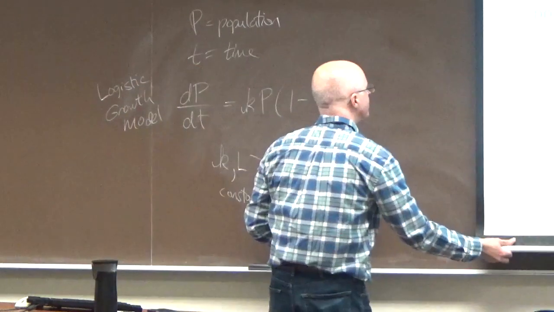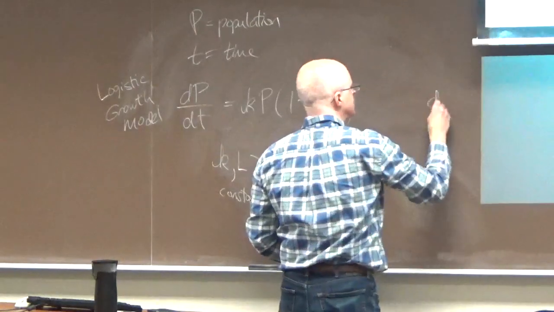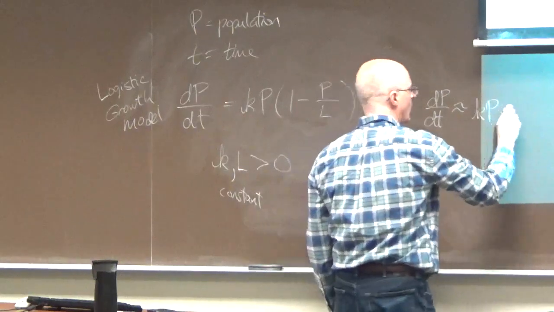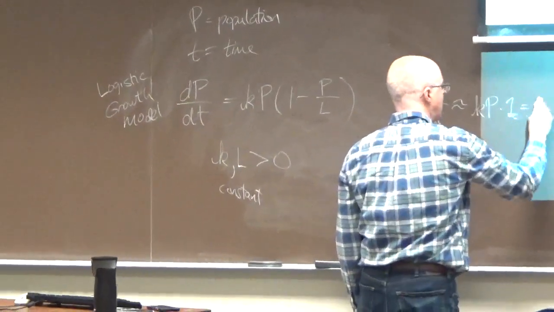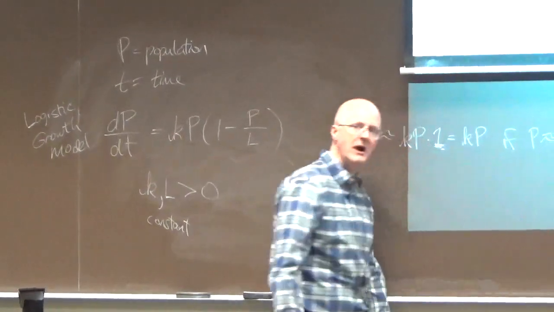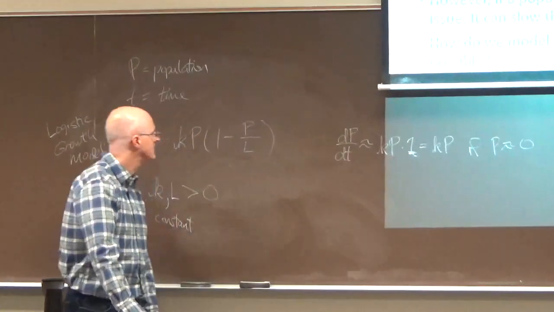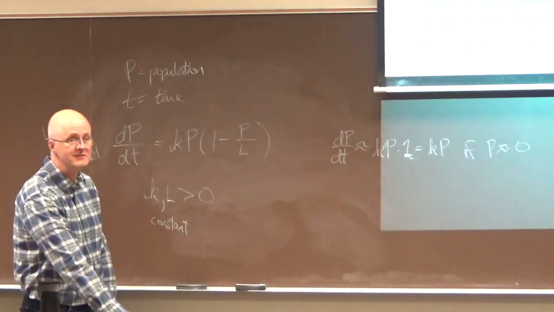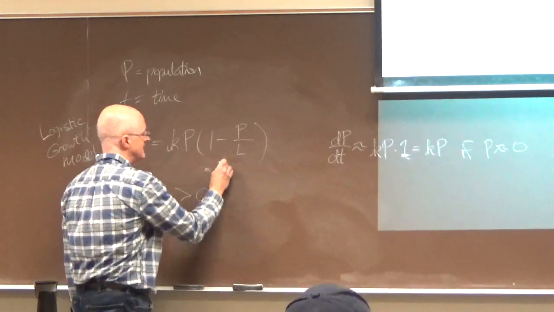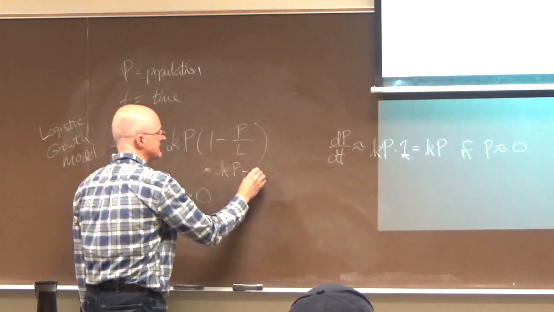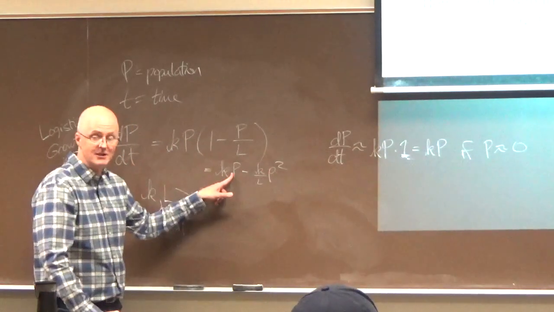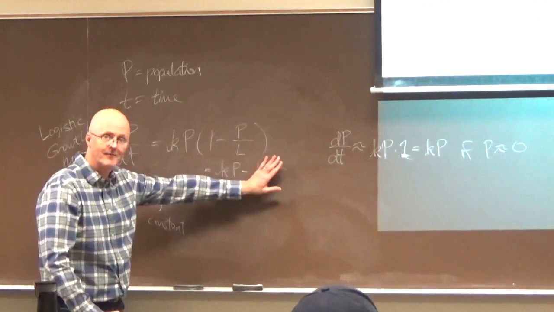You could say dP/dt is approximately k times P times 1, which you can write as k times P if P is close to 0. It's kind of like a linear approximation. In fact, it is a linear approximation. Expand this to kP minus k over L P squared, and the linearization of that at P equals 0 will just be that.